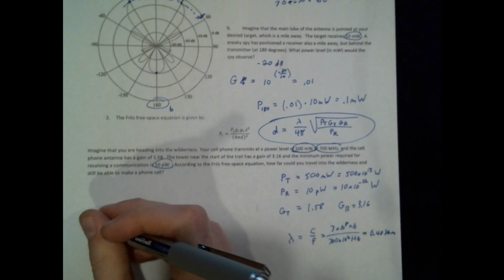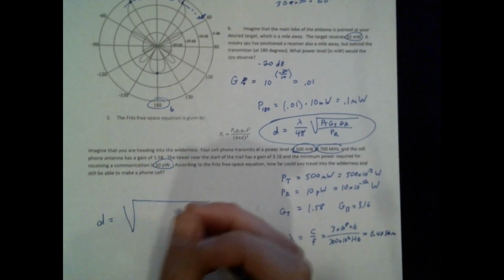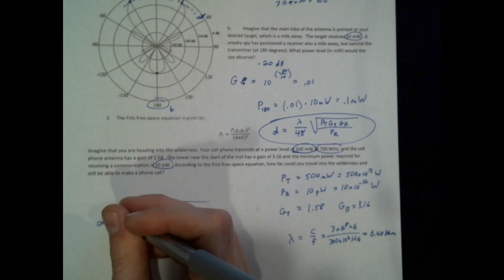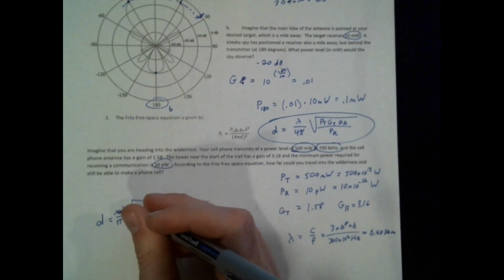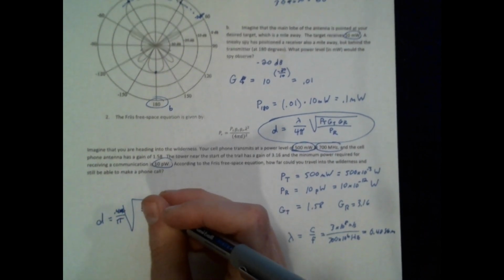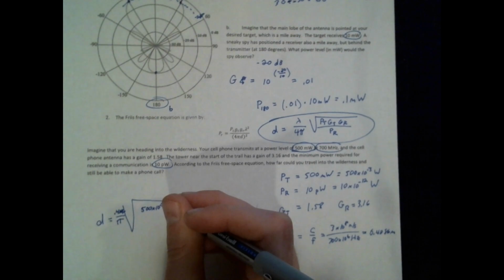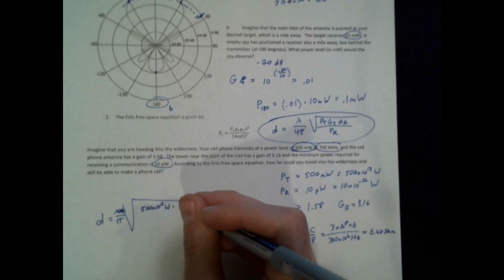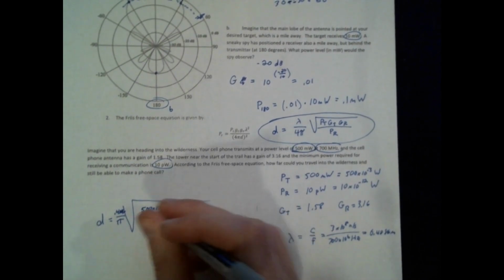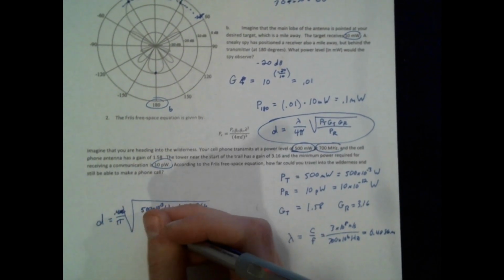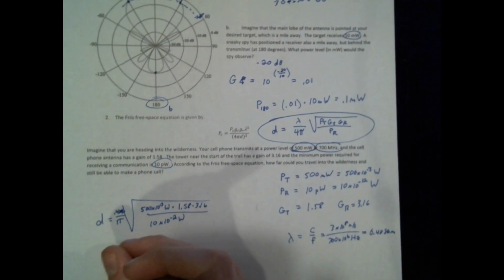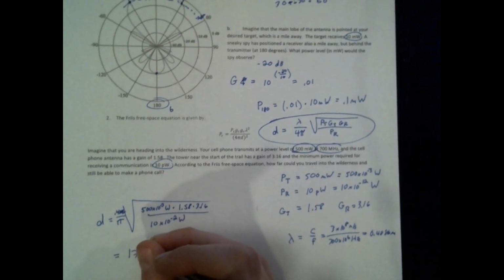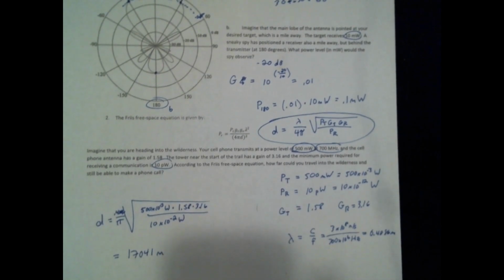And past that, it's just a matter of plugging this into that equation, right? So we've got our 0.4286 over pi times the square root of PT, which is 500 times 10 to the negative third watts, times the two gains, which is 1.58 times 3.16, over the received power, which is 10 times 10 to the negative 12 watts. We work that through, and we should end up with 17041 meters as how far we can stray from that tower.